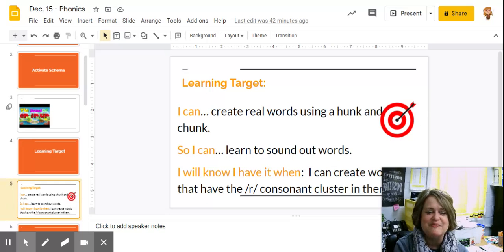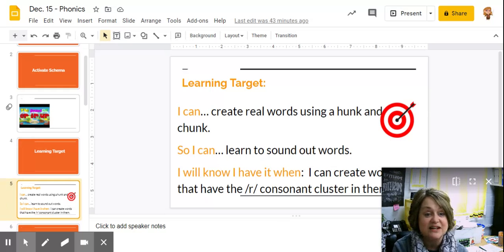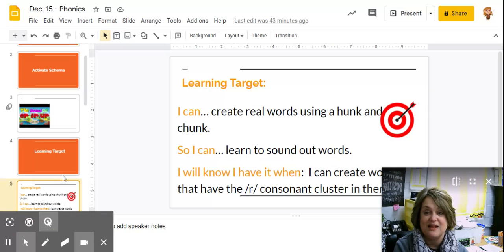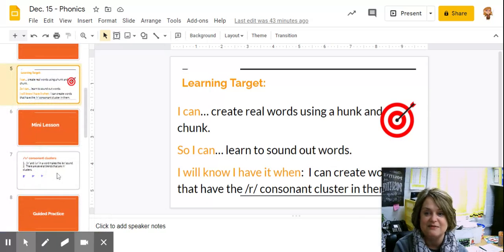Today's learning target says I can create real words using a hunk and chunk, so I can learn to sound out words. I will know I have it when I can create words that have an R consonant cluster in them. And you will be doing that through our lesson.